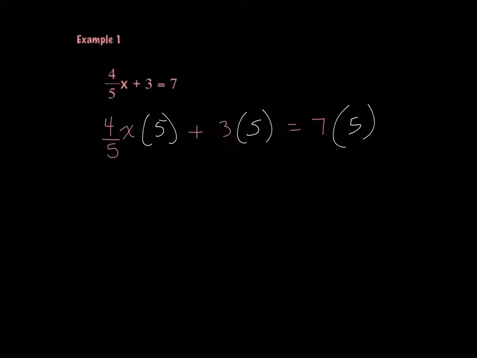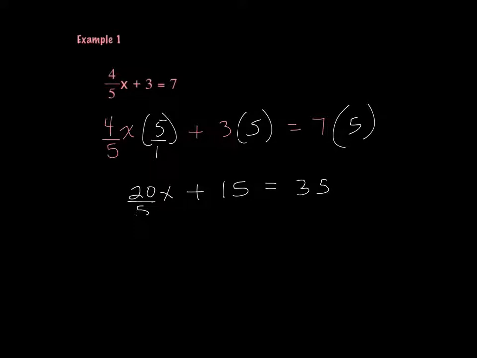So now we're going to have to simplify all of these terms. We'll start with the 4/5 x times 5. If it helps, think of the 5 as a fraction, 5 over 1, right? We can write any number over 1. And then we're just multiplying numerator by numerator and denominator by denominator. So we would get 20 over 5 x. And then we'd have plus 3 times 5, that's just 15, and 7 times 5, that's just 35.